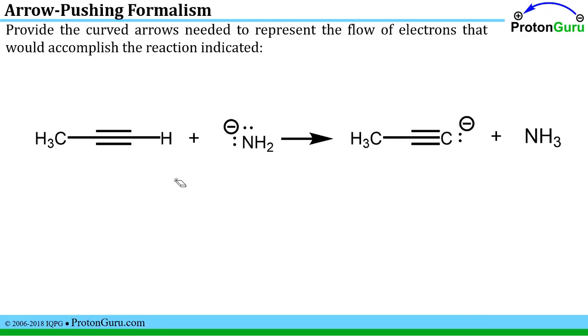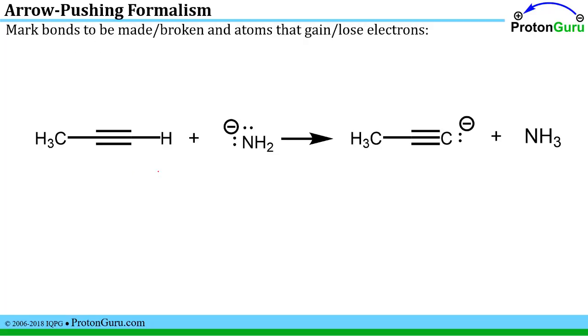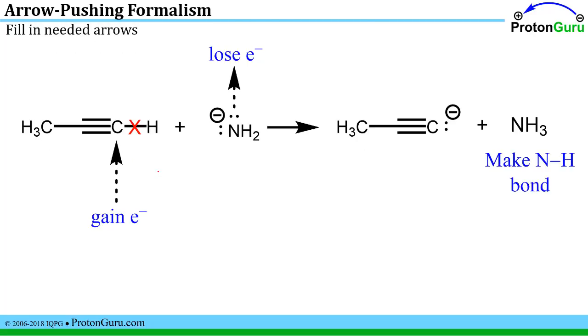So let's do one more involving some anion reacting with a neutral compound. We'll start off by marking the bonds to be made and broken. We see that, for example, the hydrogen attached to the carbon isn't there anymore. This carbon just has a lone pair. And we figure out that the carbon starts out neutral, it ends up anionic, it needs to gain electrons. Meanwhile, this nitrogen starts off negative and it becomes neutral, so it needs to get rid of some of those electrons that make it negative.